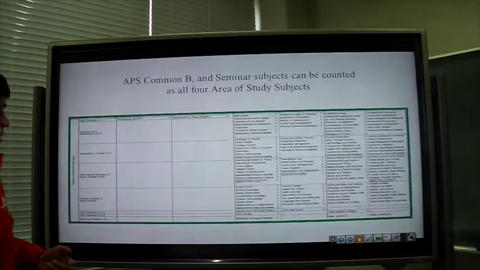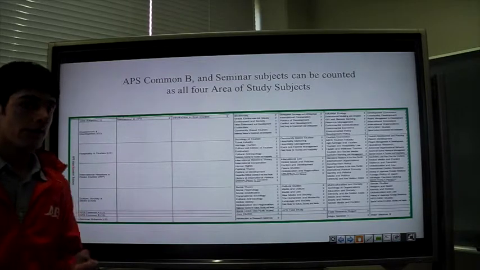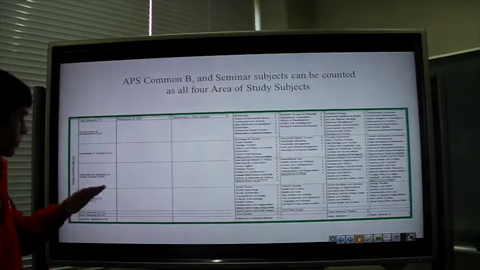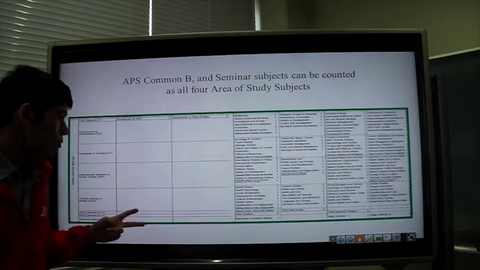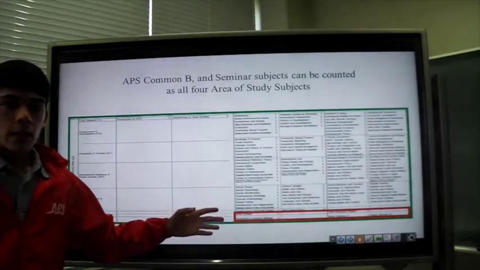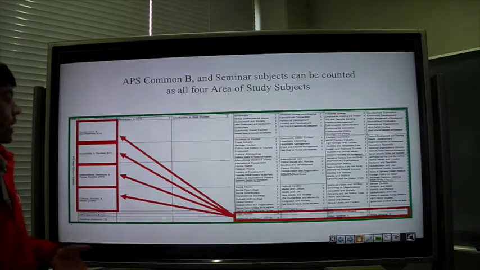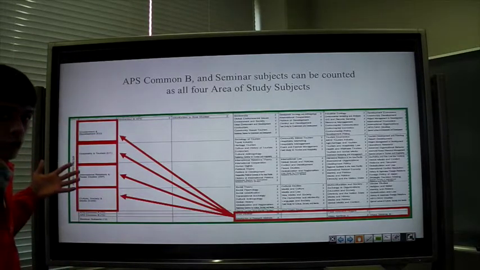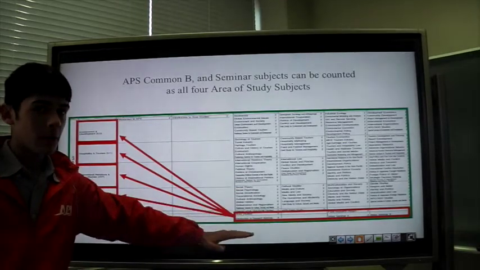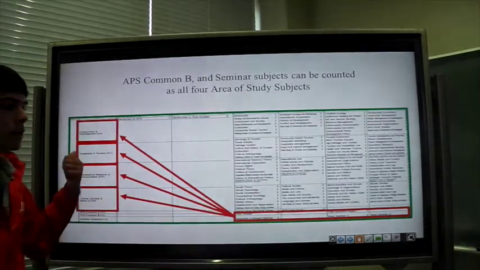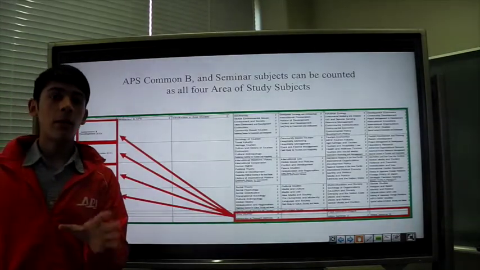However, for areas of study, we have at the bottom APS Common B and seminar subjects. The specialty of these two groups is that, as long as you are taking them, they can be counted toward all four areas of study. So regardless of which area of study you decided, as long as you are taking subjects from APS Common B or your seminars, they can be counted for all four areas of study. So they will be inside the 28 credits.